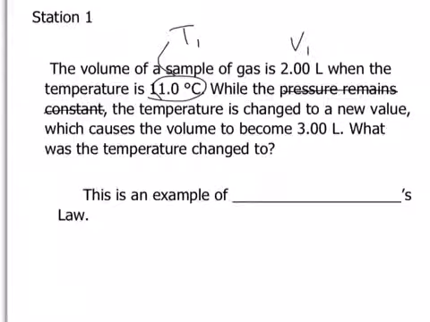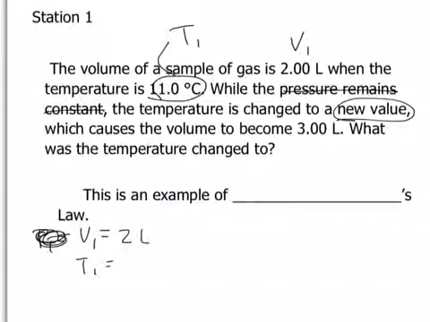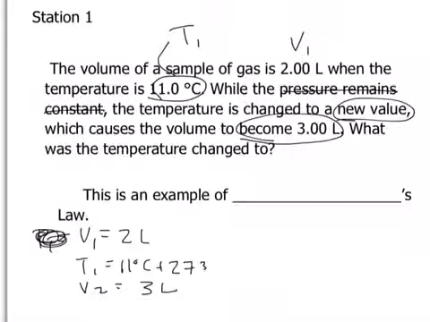Temperature is changed to a new value, so we are looking for a new temperature. We have V1, which equals 2 liters. We have T1, which equals 11 degrees Celsius plus 273. And we have V2, which is 3 liters, which it says right here, right? And we need to find T2. So that's what we're looking for.